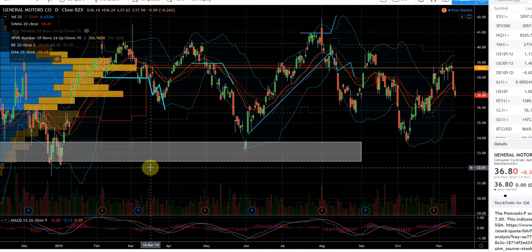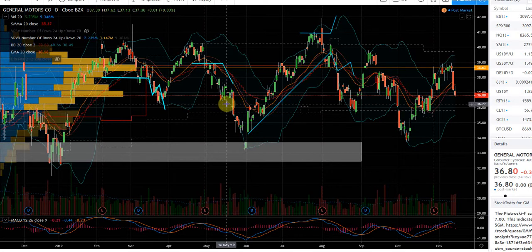Looking at GM, more so from a lesson on how I look at charts to determine how to trade them over time. For that, we're going to look at the chart from different time frames. If you only look at charts from a daily perspective, you're missing a whole bunch of information, chances are.